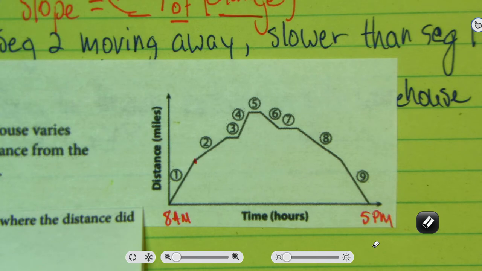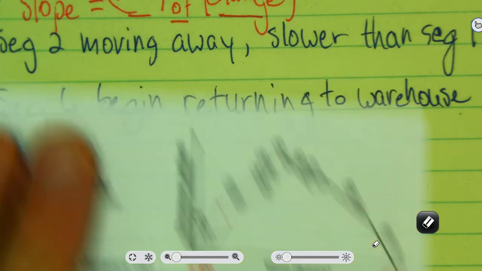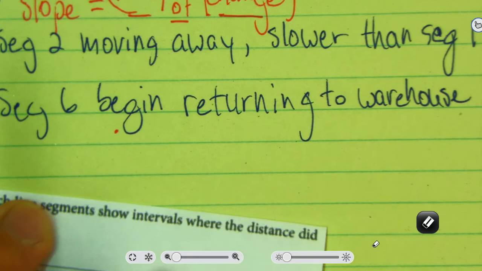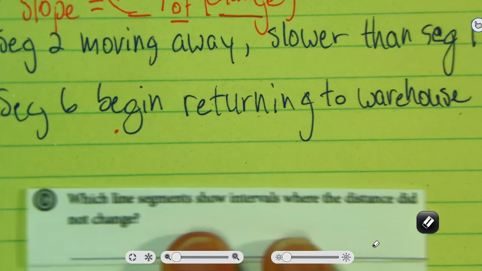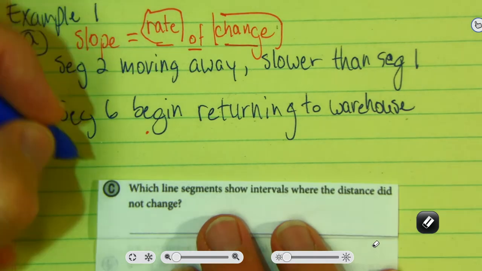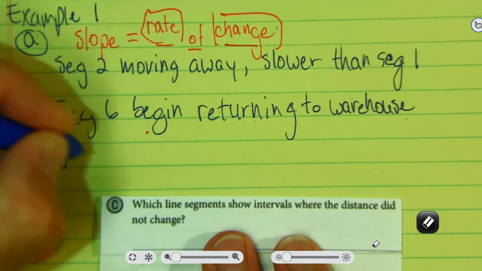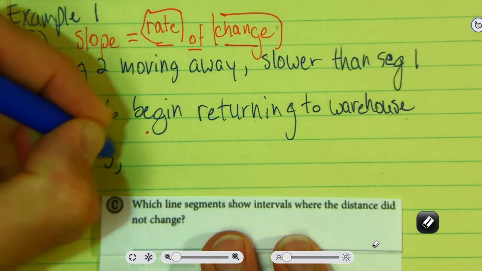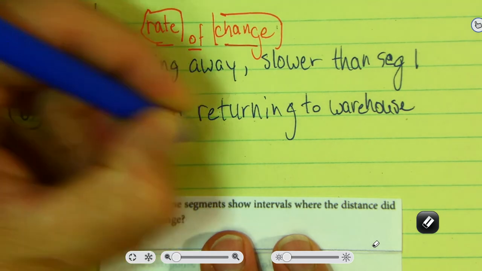5. Yeah, 5 is one of them. There's a couple more. Do you see any more there? 7. Yes, and? 8. No, not 8. 3. 3. Yeah, you got it. So the intervals where the distance doesn't change are segments 3, 5, and 7.